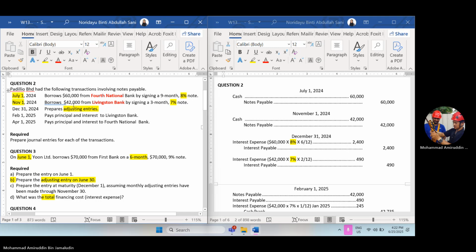Okay? All right. Next, borrow 42,000 from Livingston Bank by signing a 3 months 7% note on November 1st, 2024. Again, the 7% is a yearly rate, not a 3 months rate. Very clear, yeah? I repeat for the last time, this 8% is not the interest rate for 9 months. It is for 12 months annually. Same goes for this one, 7% is not a 3 months interest rate. It is a 1 year interest rate, yearly interest rate, annual interest rate.